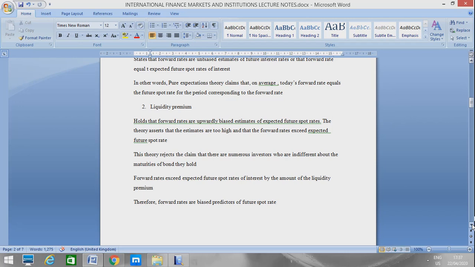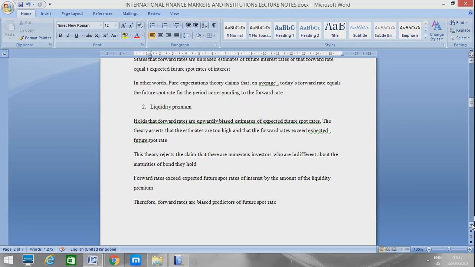So investors and borrowers here will choose the securities which mature according to their forecasted cash needs. Okay, so that's it for our term structure of the interest rates.